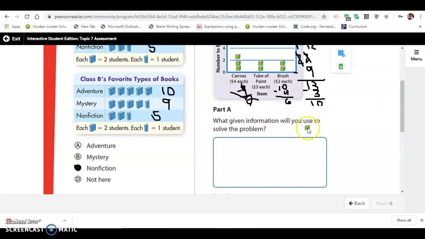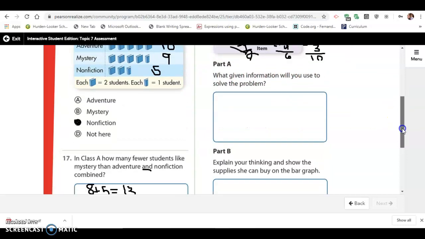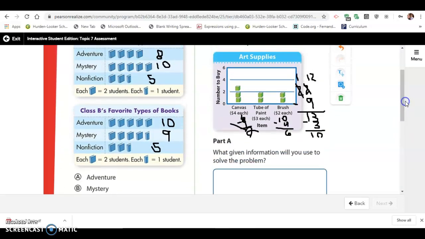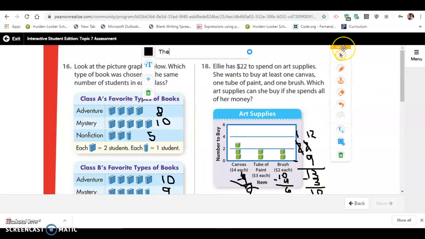Now it says, what given information will you use to solve the problem? So the given information that I'm going to use is the cost of the items. So I'm going to write that. The given information I will use is the cost of the supplies. I'm going to drag that down to my answer.